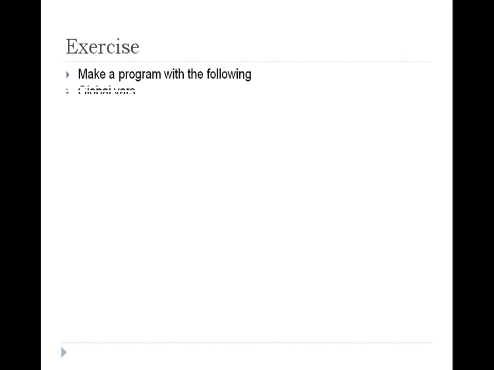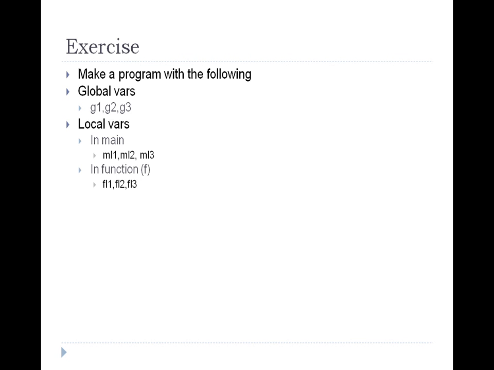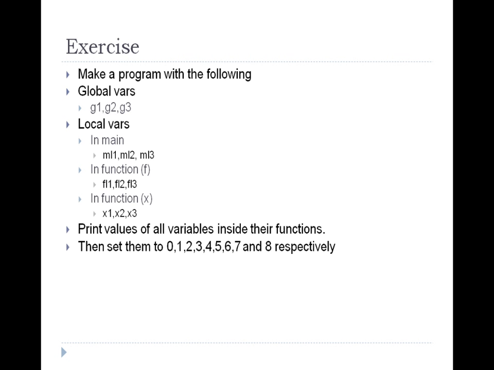So a small exercise. Make a program and have globals G1, G2, local variables in main M1, ML1, ML2, ML3. Make a function, have FL1, FL2, L3, and function X1, X2, X3. Now print the values of all these variables inside their functions, and then set them to 0, 1, 2, 3, 4, 5, 6, 7, 8. So for global G1 should be 0, G2 should be 1, G3 2, and so on and so forth.